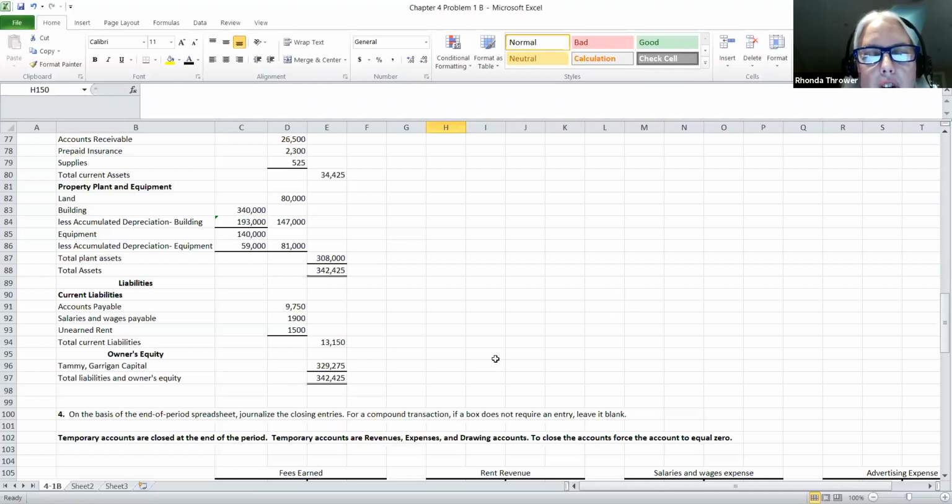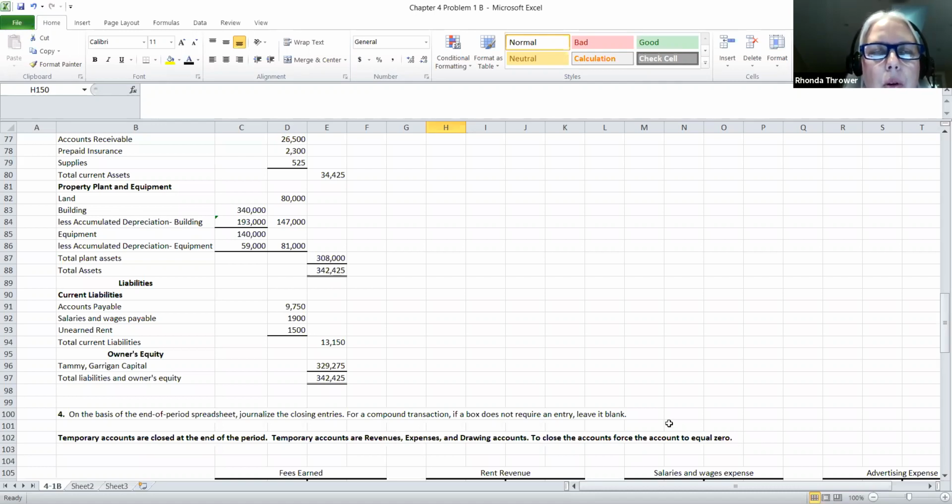Those accounts that you close out are what we call temporary accounts. And temporary accounts are going to be all of your revenue accounts, all of your expense accounts. If you close out all your revenues and your expenses, you're really closing out your income statement. Does that make sense to you? When we close out these accounts, we're forcing the accounts to equal zero.